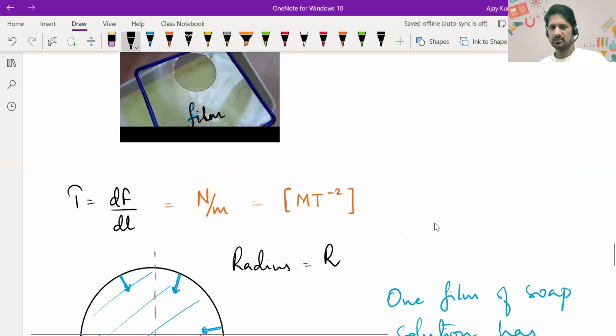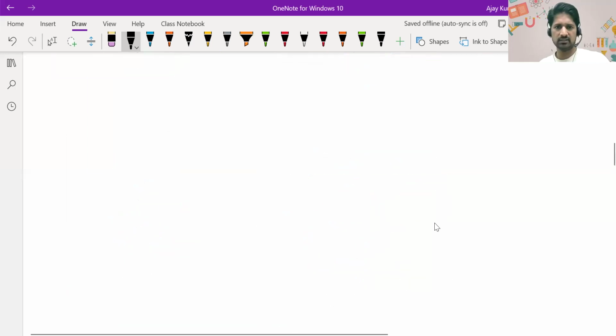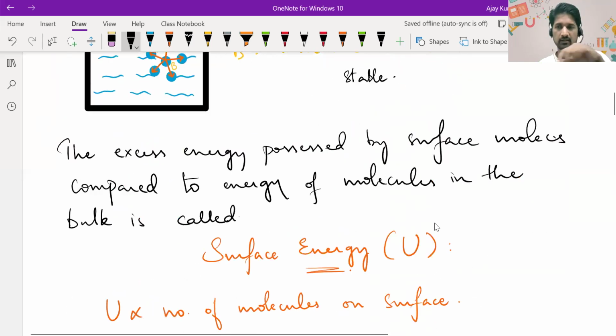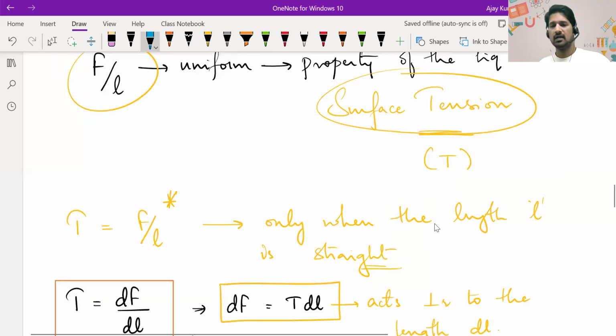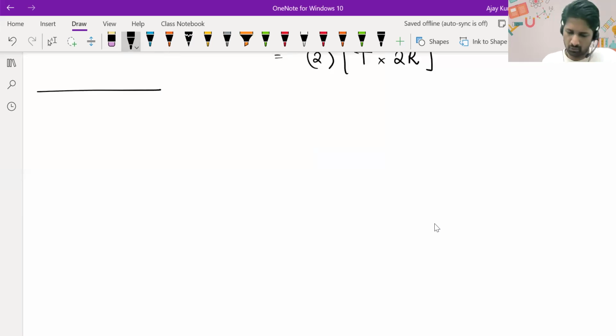So basically, surface tension is a property of liquids. It depends on how tightly the molecules hold each other. Now, at the beginning of this session, we had discussed something called surface energy, the extra energy which surface molecules have compared to the molecules in the bulk. And there are two factors that we discussed. It depends on the area of the surface, that is the number of molecules on the surface. It also depends on how tightly the molecules are pulling each other, attracting each other. Means it should depend on surface tension. Okay, let's derive how surface energy depends on surface tension. Questions based on this are very common and this is important to know also.